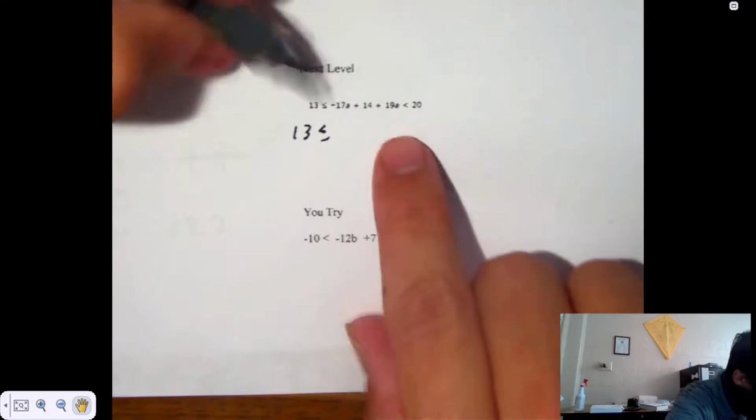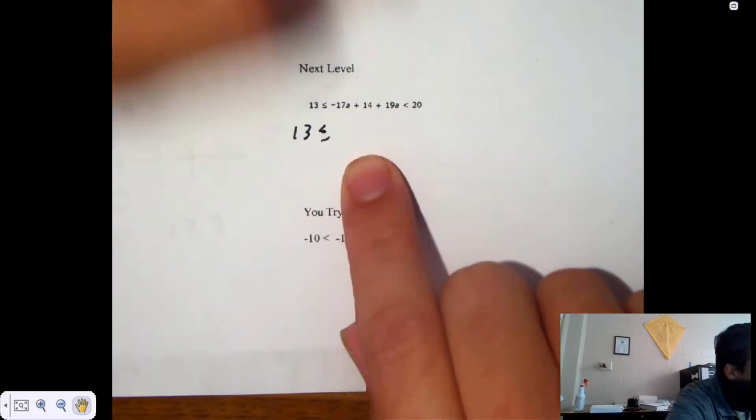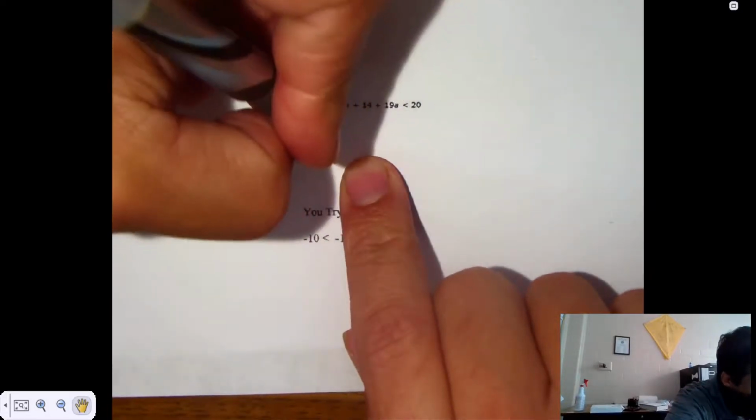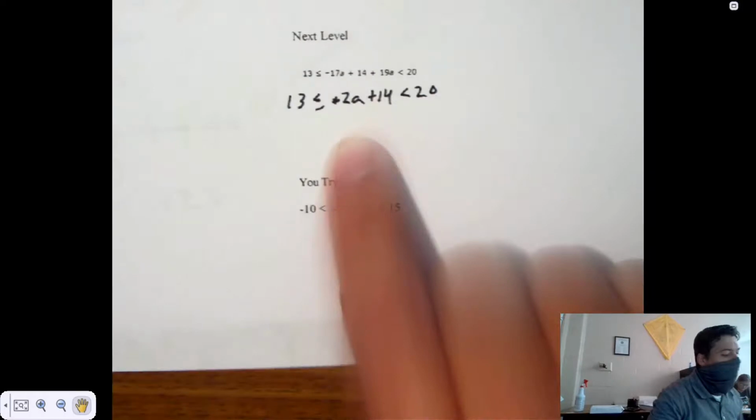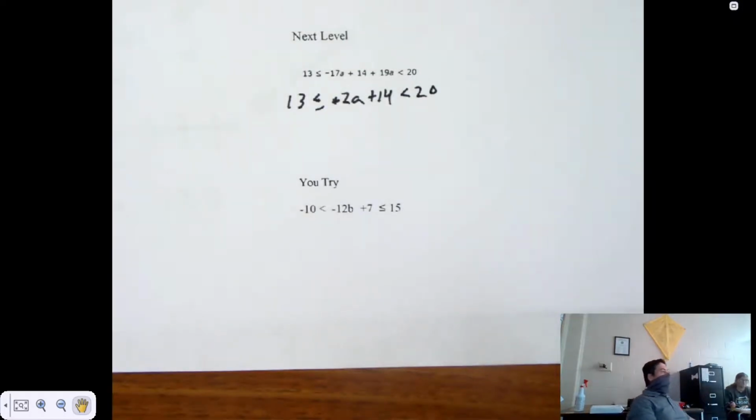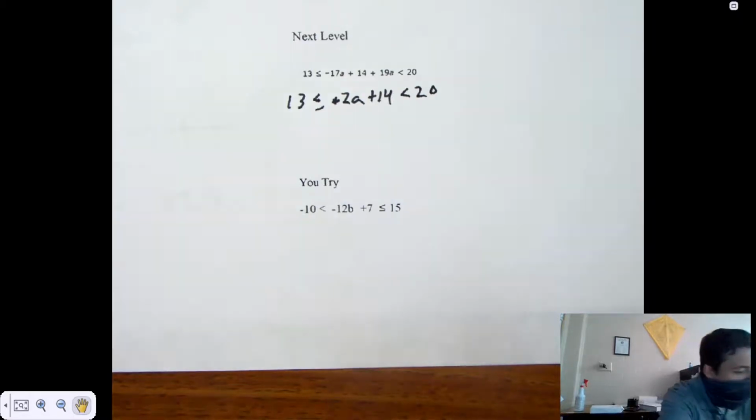I do see a negative 17a and a 19a. What's that make? Negative 2a. Oh, sorry, positive 2a. And if I just clean up the middle, I have twice a plus 14 on the interior. And the idea is to isolate that a in the middle. So what are we going to do? Subtract 14 from all three places.